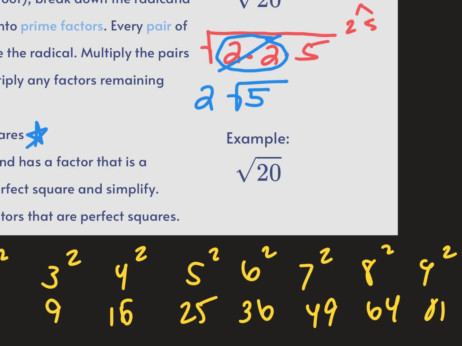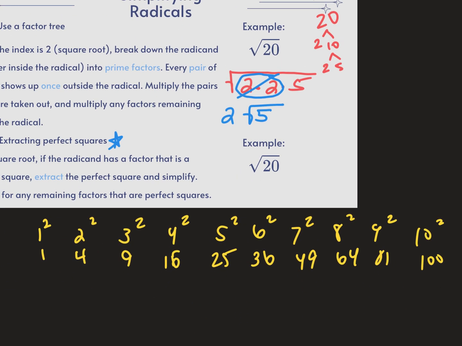Okay. What's 17? 289. Some of you are like, what? It's okay. The ones above 15 are harder. And again, you don't have to memorize them. It's just nice to be familiar. You should 100% be familiar with 1 through 10.